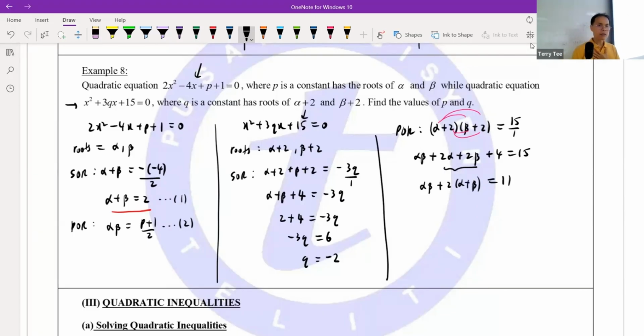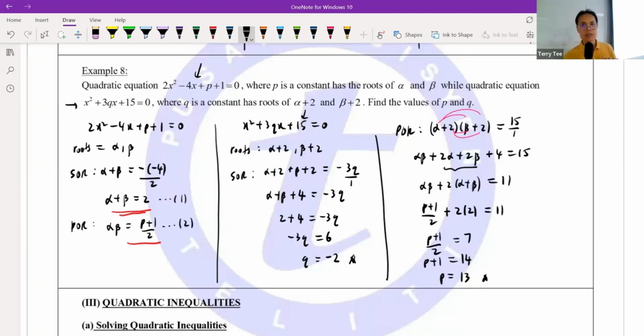Okay, what is your alpha beta? We know the value of our alpha beta, right? Our alpha beta, from the first part, we got this, right? 2, right? And my alpha plus beta, we also got this earlier, p plus 1 over 2. So let's put together p plus 1 over 2 plus 2 times 2. The result is 11. So 11 minus 4, you should get 7. 7 times 2, you get 14, correct? Your p is 14 minus 1, p is just 13.